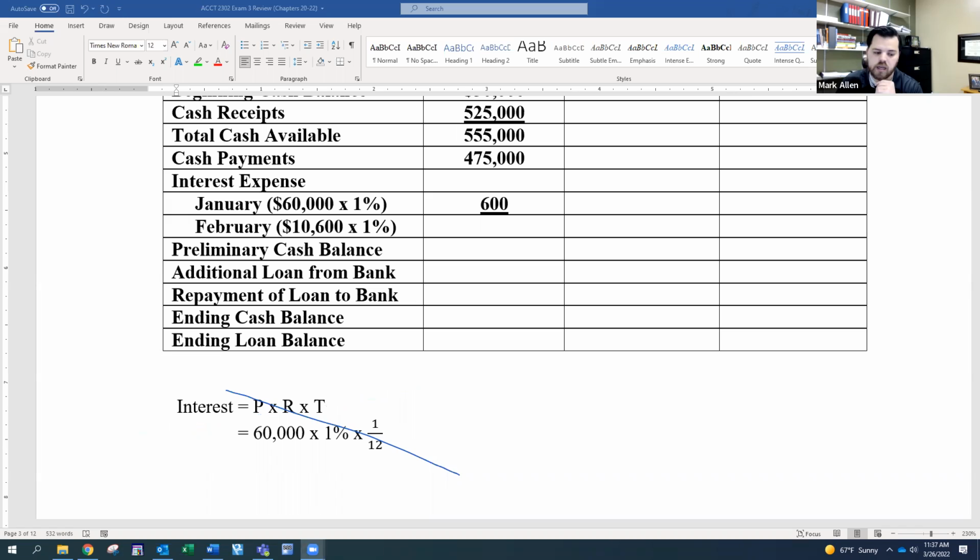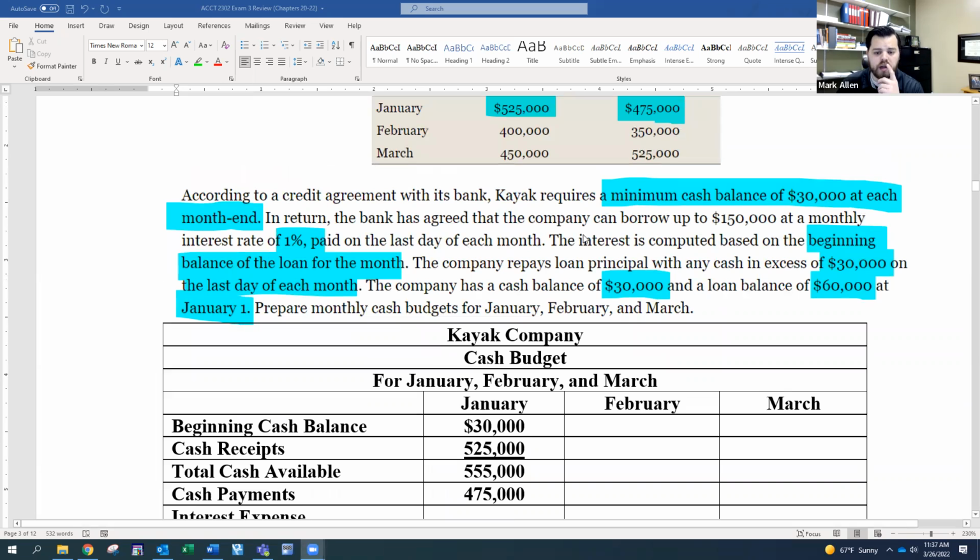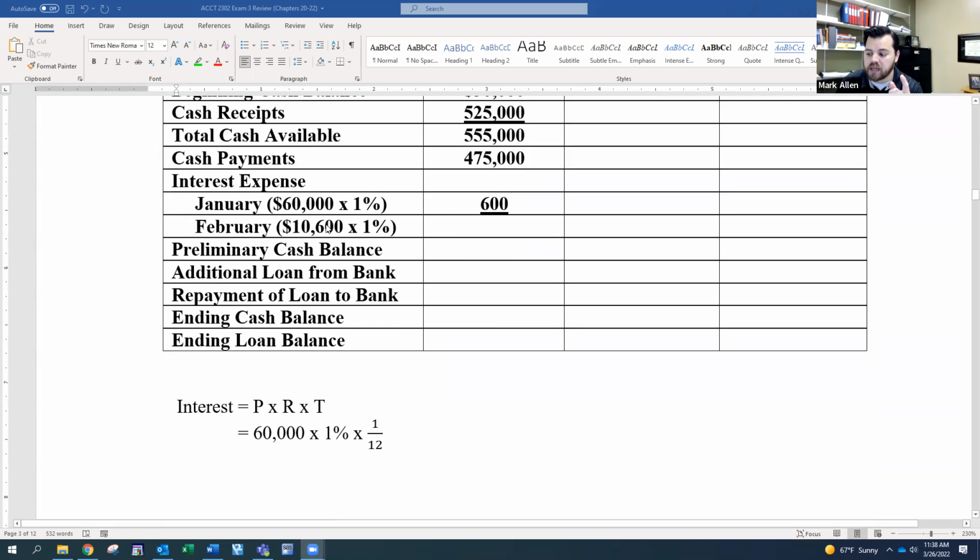And the reason is, notice what they told me in the problem. They say here about our interest rate, the interest is computed based on beginning of month loan balance, and they tell us this is a monthly interest rate of 1%. A monthly interest rate of 1%. It's already on a month basis.